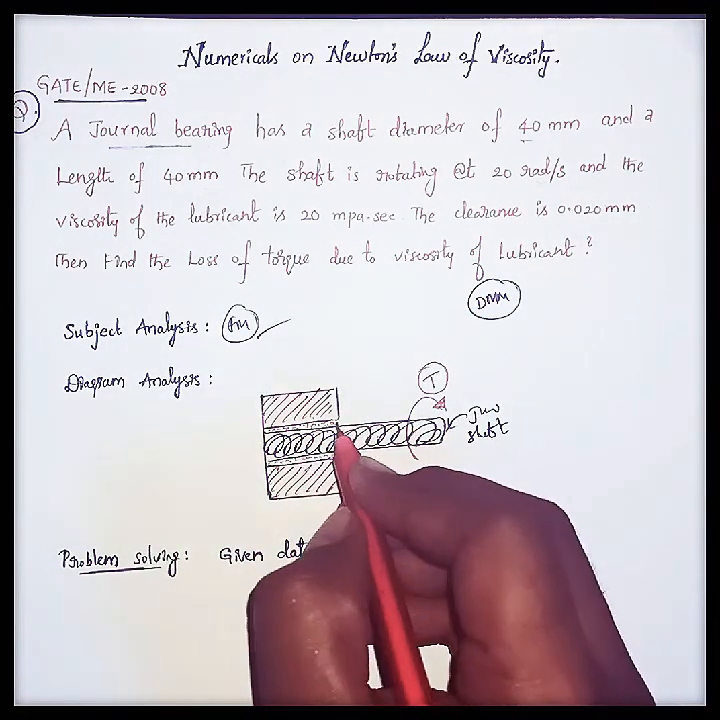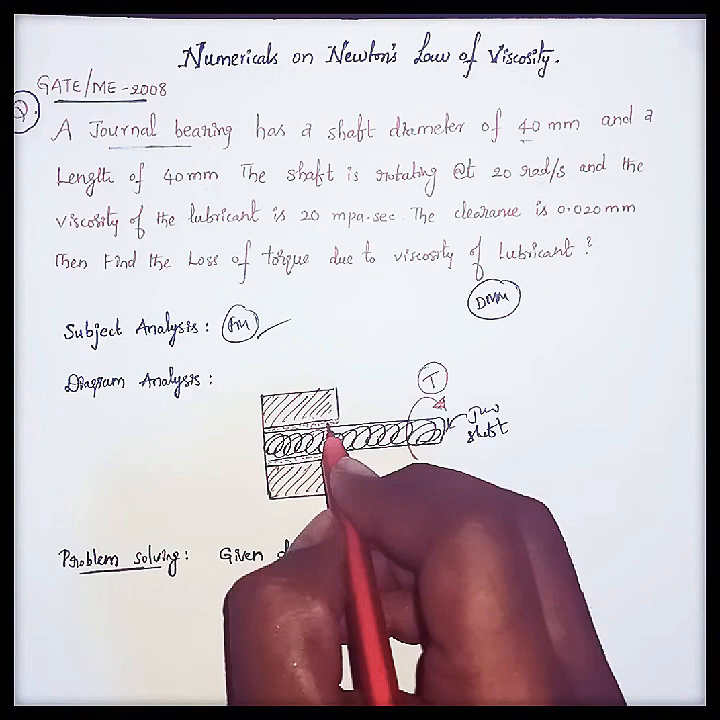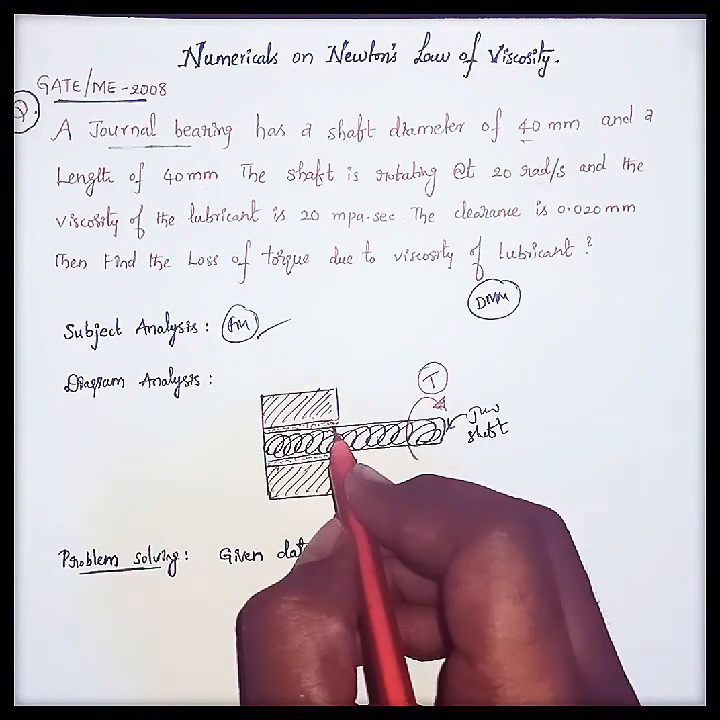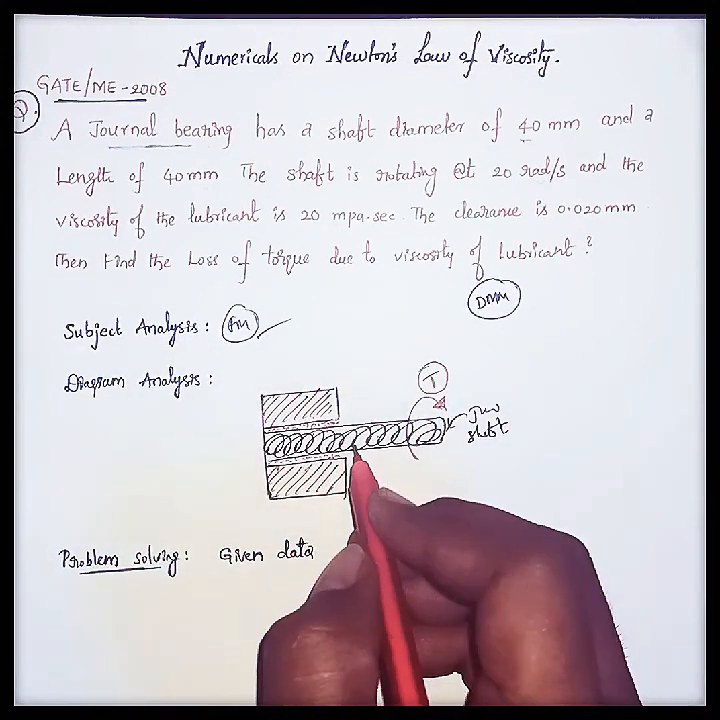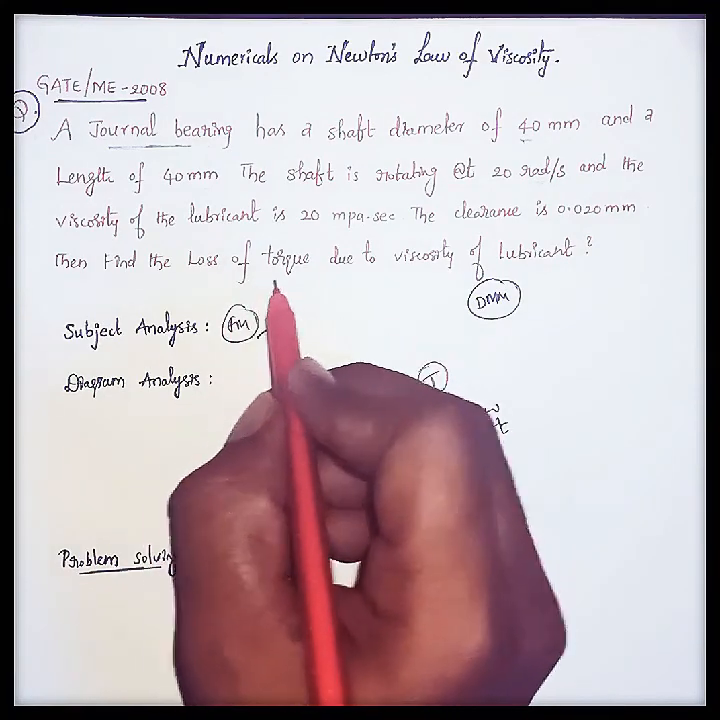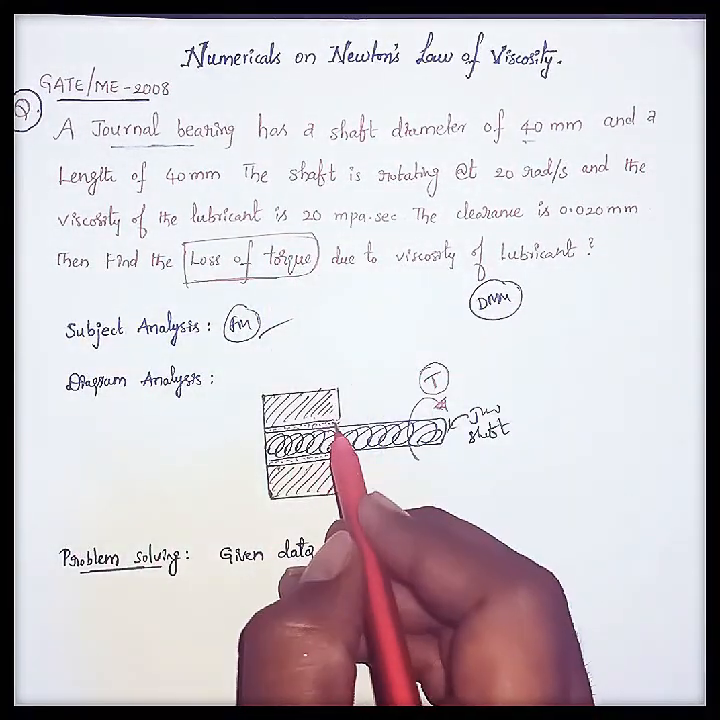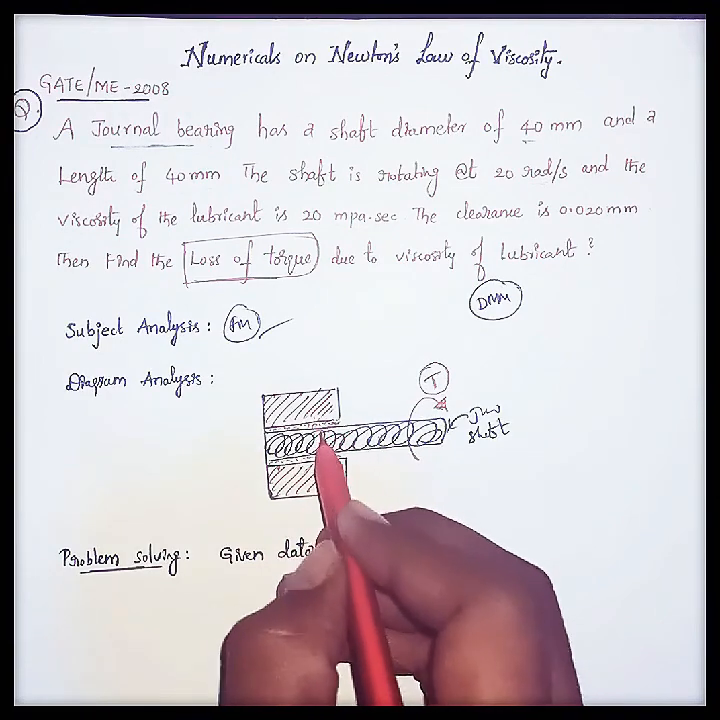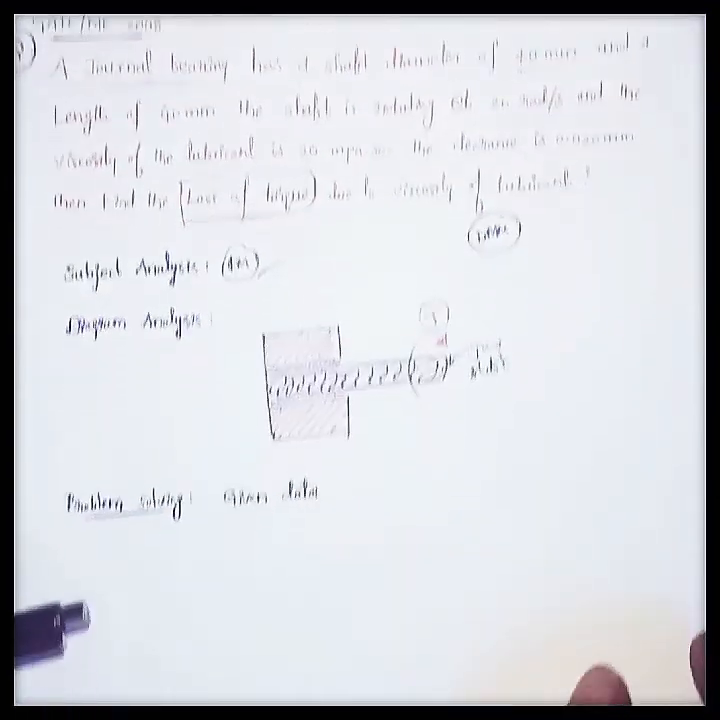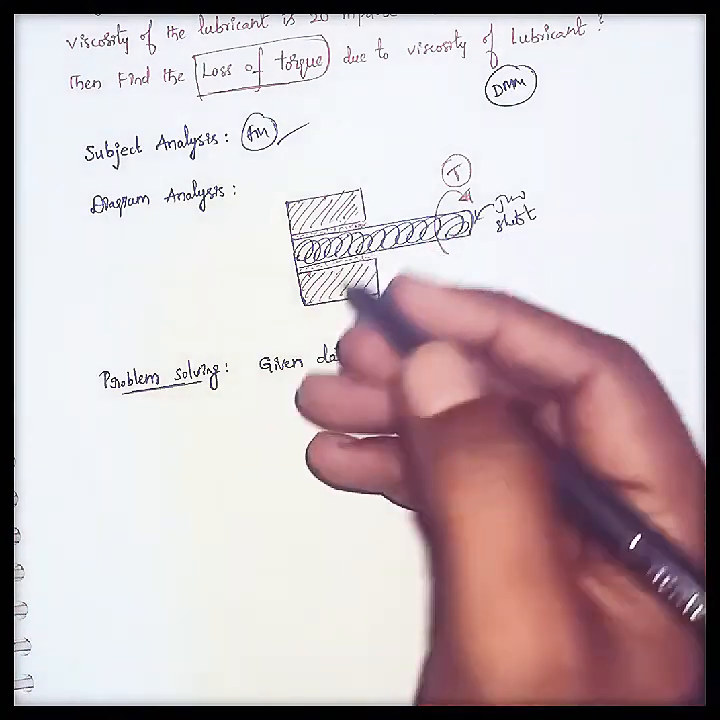One side it is helping us to reduce the friction, but the other side it is causing a reduction in the torque. In the question he is asking us to find how much torque is reduced due to this lubricant present between the shaft and bearing. Here we analyze it diagrammatically.